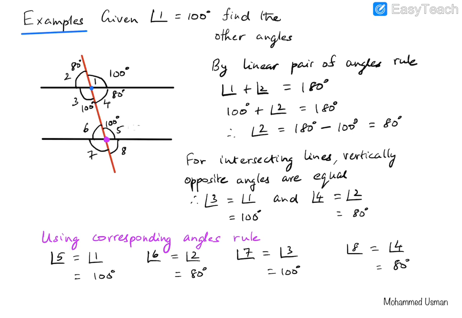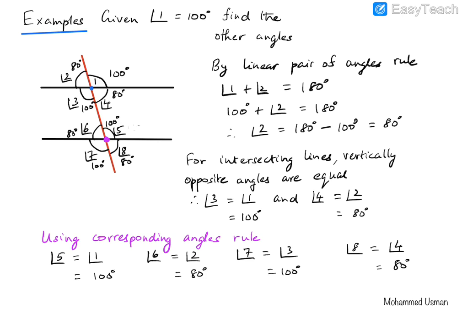So we'll have 100, and for angle 6, we'll have it as 80 degrees. For angle 7, we'll have it as 100 degrees. And for angle 8, we'll once again have it as 80 degrees. Okay, so we have all the angles here. So I'll just mark this as angle 2, angle 3, angle 4, angle 6, angle 5, angle 7, and angle 8, right? So we have all the angles over here, and we have got all the values.